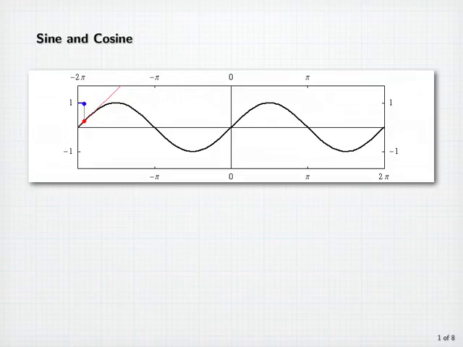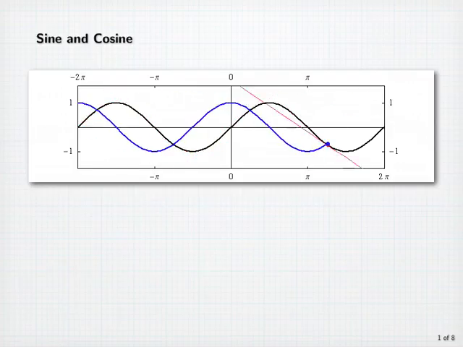The animation will plot the slope of that graph. Notice that the graph of the slope looks exactly like the graph of y equals cosine x.